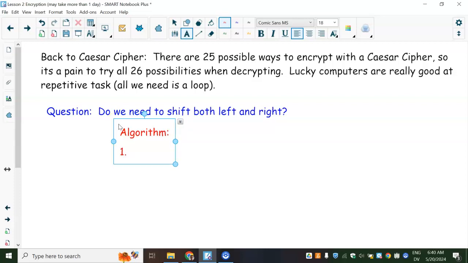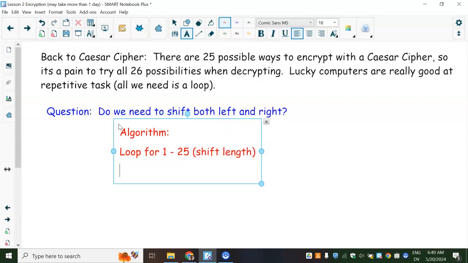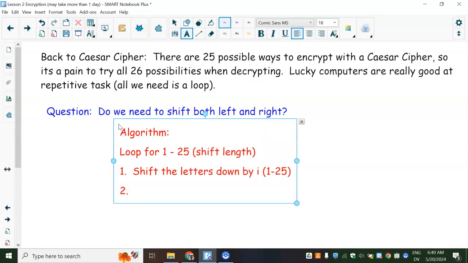Okay, so I think the algorithm makes sense. So we're going to do a loop, but we're going to loop from 1 to 25. That's the shift length, and we don't need to shift 26 because that just goes back to the start. So loop from 1 to 25, shift the letters down by i, which will be the 1 to 25 number, right? And then translate the message using the shift.